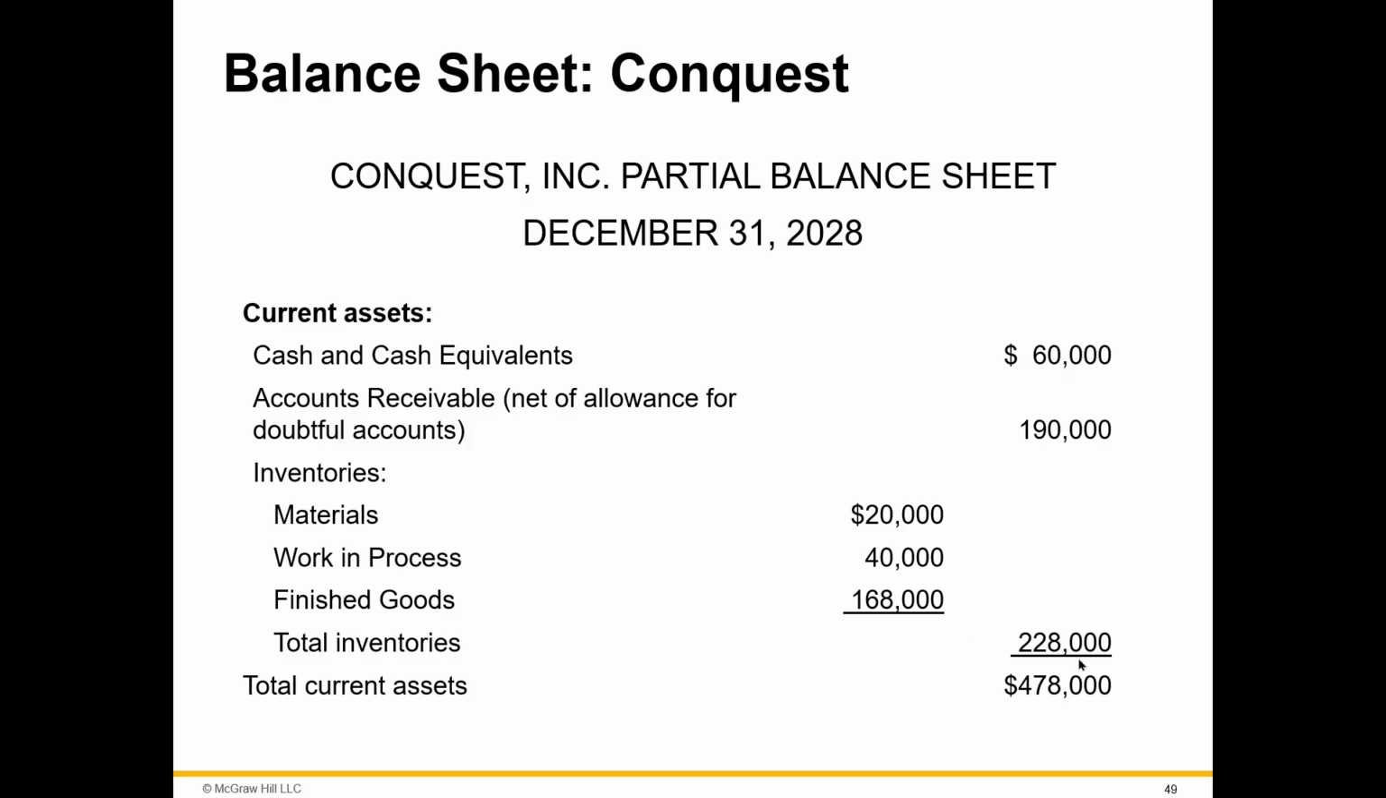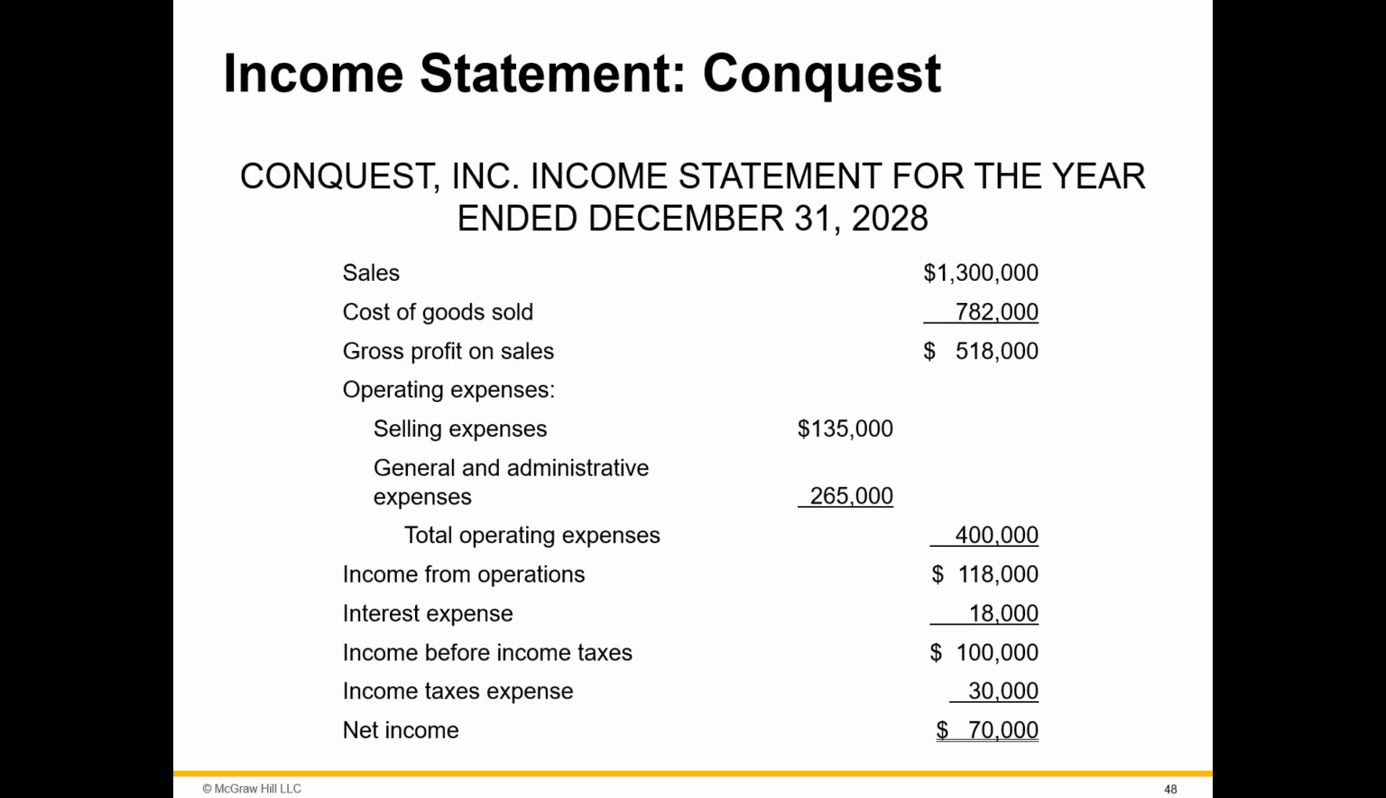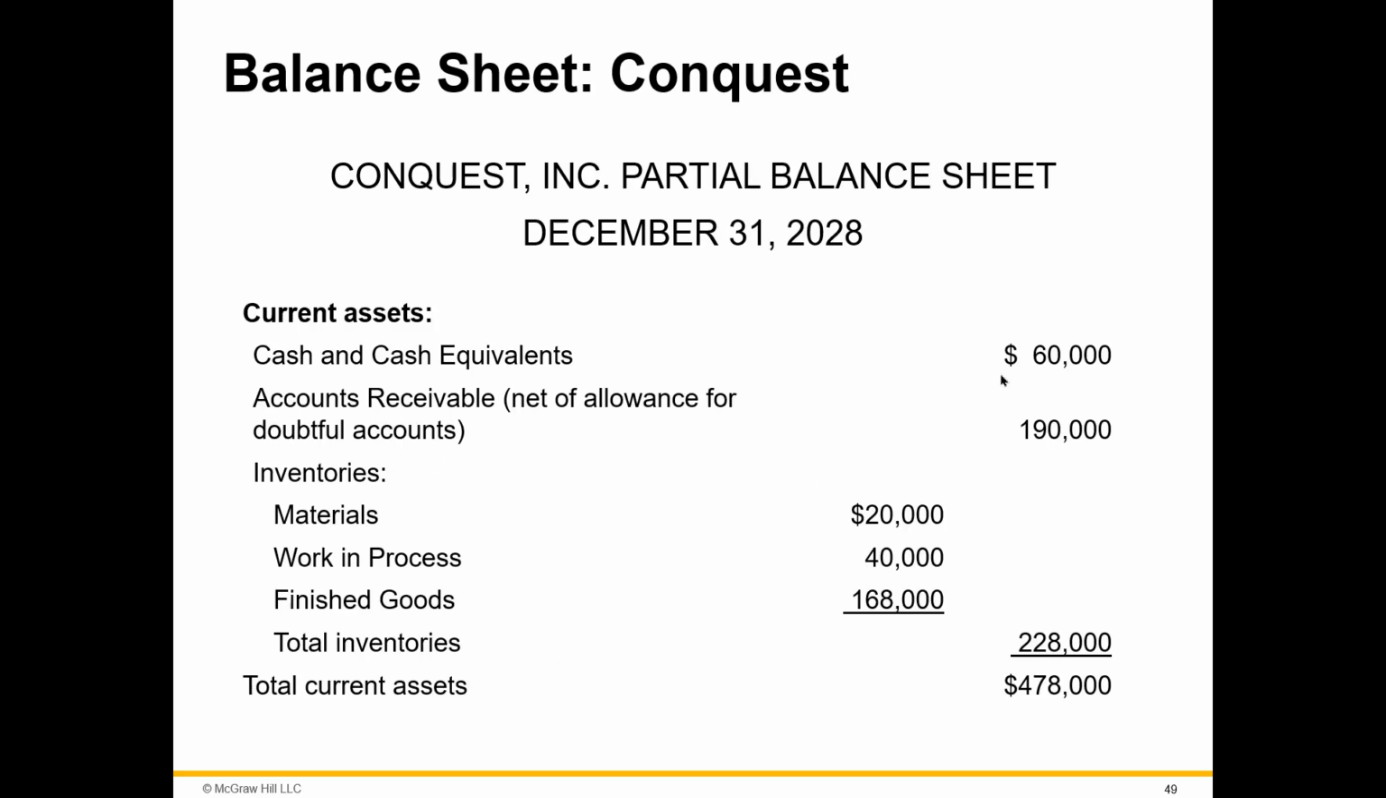So I can see what that looks like, and I can see my composition here. All right. I'm also noting that we sold our products for 1.3 million, and 190 still was not collected yet, but we think we'll be able to collect that.